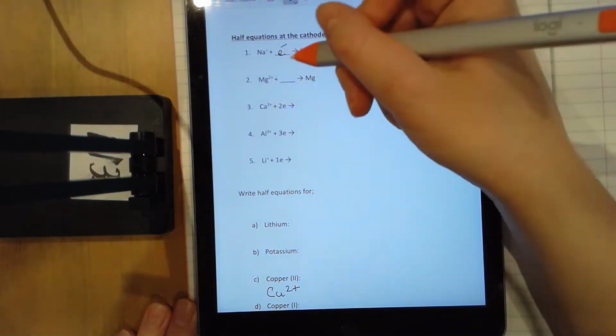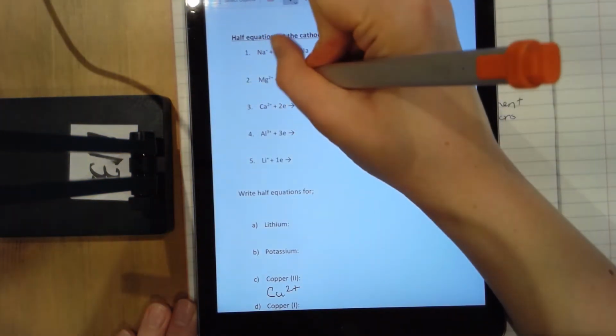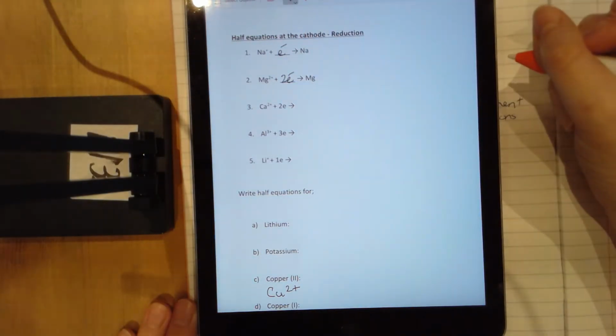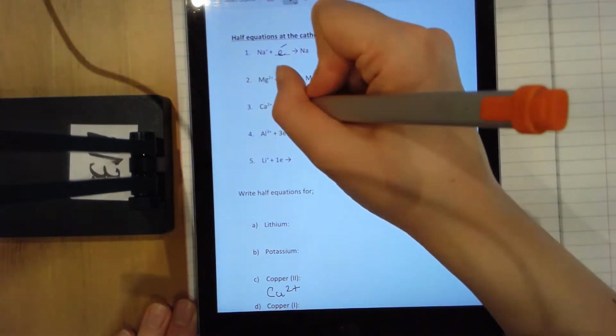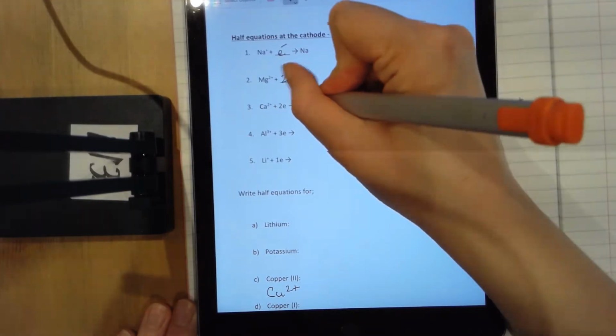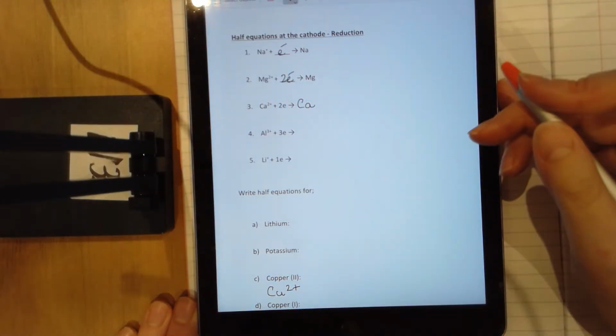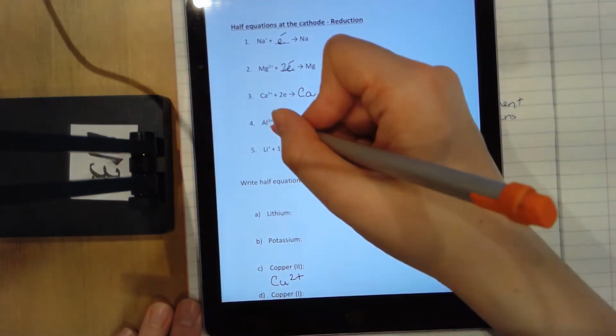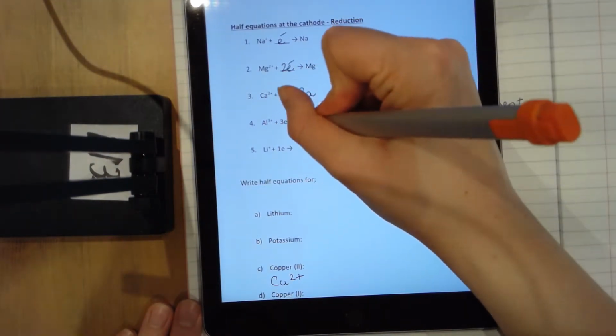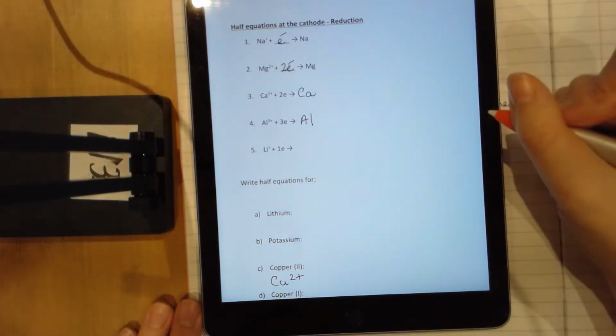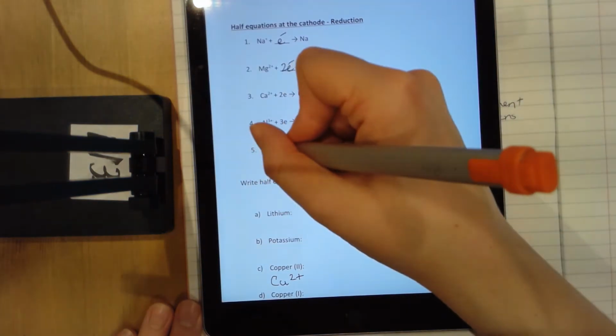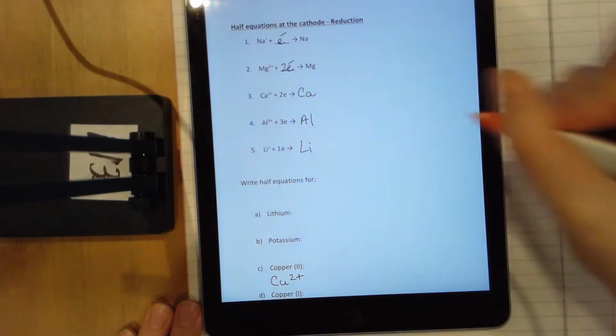Magnesium has lost 2 electrons. I'm going to give it 2 electrons back. It's going to be neutral magnesium again. Calcium has lost 2 electrons. I'm going to give it 2 electrons back and it forms normal calcium with no charge. Aluminium has lost 3 electrons. I give it 3 electrons back and it's an aluminium without a charge. Lithium's lost an electron. I give it back and I get lithium.